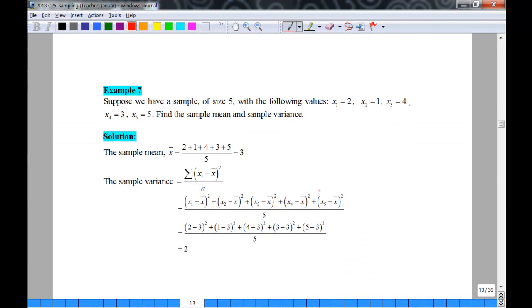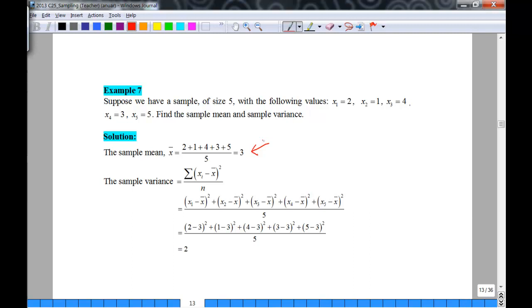In example 7, you're given a sample size of 5, so you will know that you need to have 5 data points. In this case x1 equals 2 and so on until x5 equals 5. You are asked to find the sample mean and the sample variance. Basically, like what I've just explained about how to find the sample mean, you get every single data point and then divide by the total number within the sample. In this case it is 5. So you have 3.